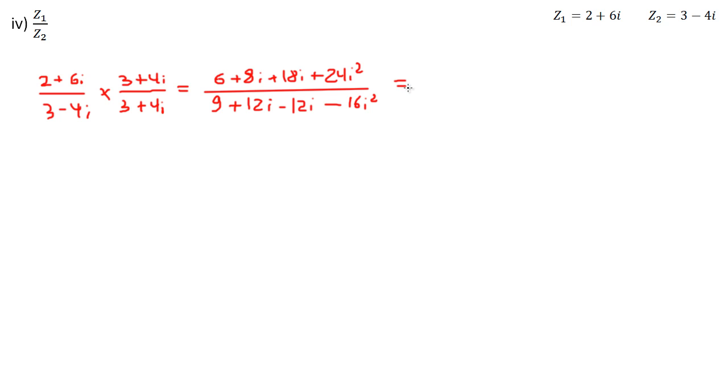Okay, so at the end of the day, this will become a minus 24, this will become a minus 24, and this will become a plus 16. So let's do the calculation. At the top we get minus 24 plus 6, that will be minus 18.